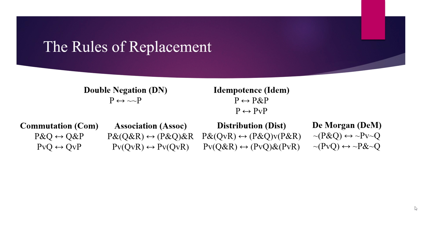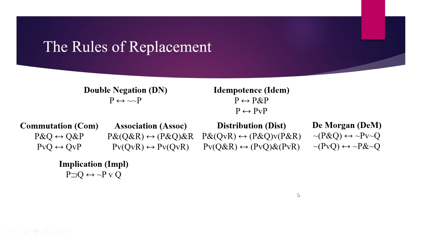Now let's move on to the rules of replacement involving conditionals. The first is implication. This allows you to turn a conditional into a disjunction with a negation on the first disjunct, which was the antecedent in the conditional. This works because of the truth conditions of a conditional. A conditional is only false if the antecedent is true and the consequent is false. So if the conditional is true, then we know either the antecedent is false or the consequent is true.